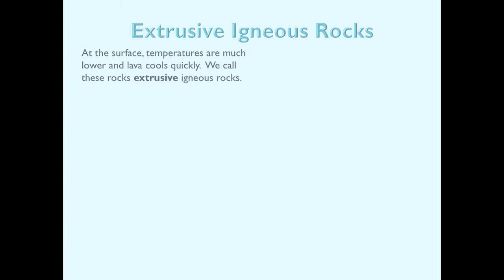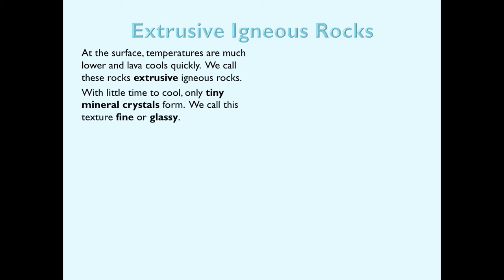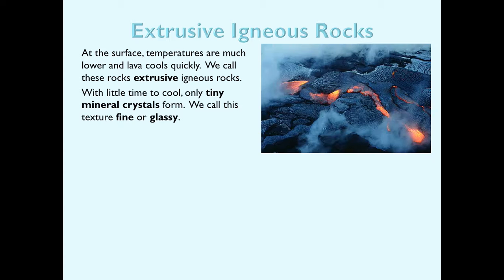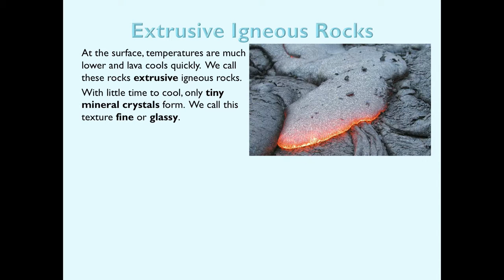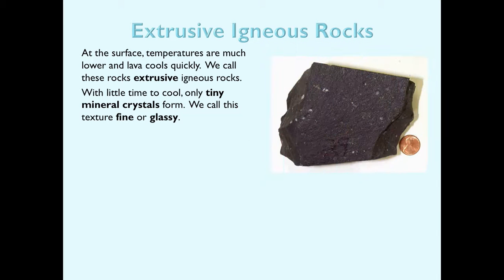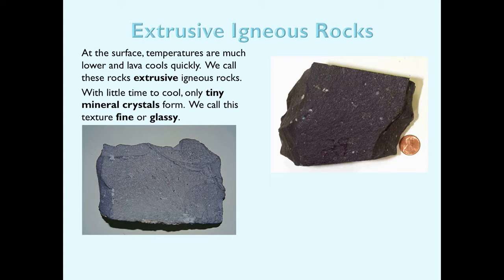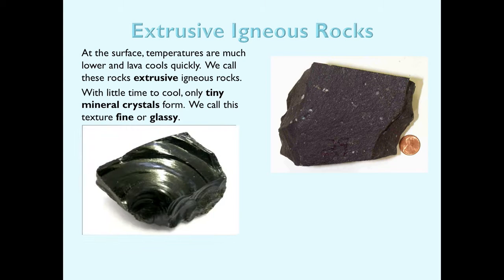An extrusive igneous rock, on the other hand, cools at the surface. Temperatures are much lower, so the lava will cool quickly. We call them extrusive igneous rocks. Because there's only a little bit of time for them to cool, only tiny mineral crystals form, or none at all. We call that texture fine, like this rock right here, or this rock. Or we call it glassy, like this rock right here.